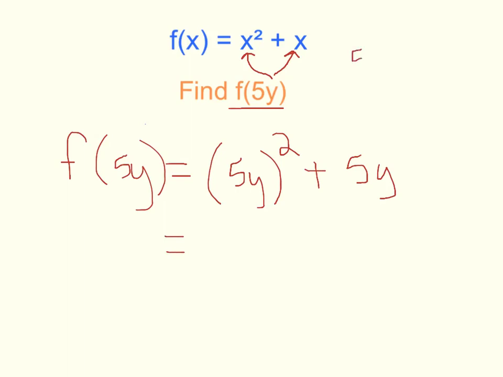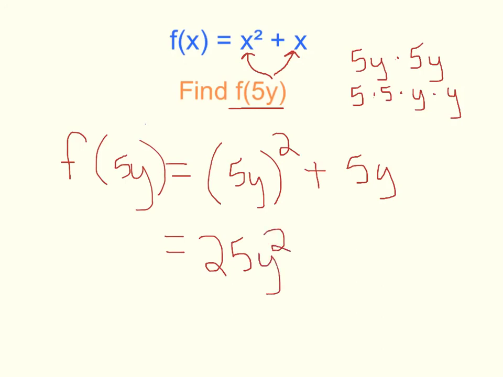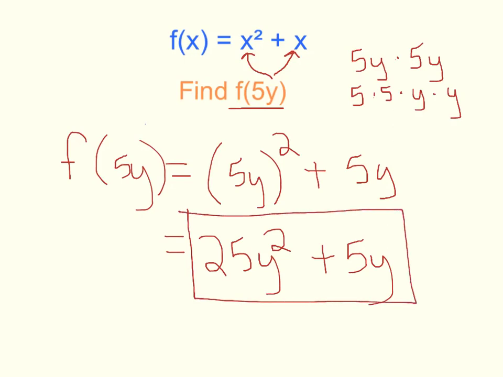5y squared means 5y times 5y. Now if I rewrite this, I can do 5 times 5 times y times y. So 5 times 5 is 25, and y times y is y squared. 25y squared plus 5y. And I can't do anything more with that because I don't have the value for y, and I can't combine like terms. So right there is my final answer.